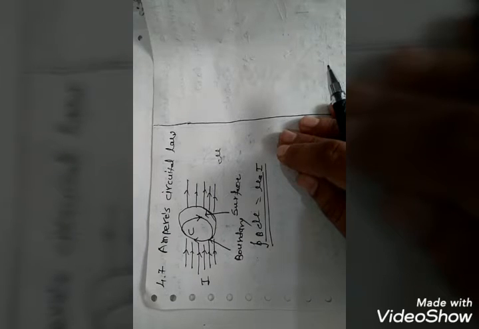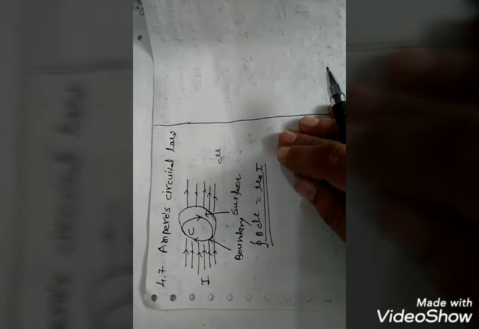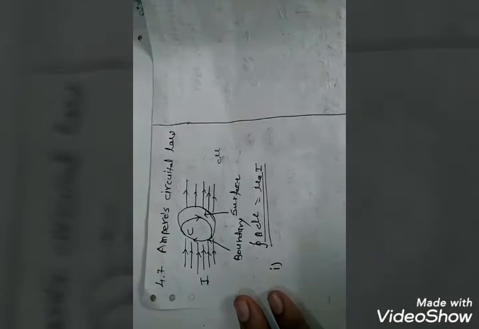So in Ampere's law, the first case is that B is tangential to the loop and is a non-zero constant B. The second case is that the magnetic field B is normal to the loop, and the third is that B vanishes.